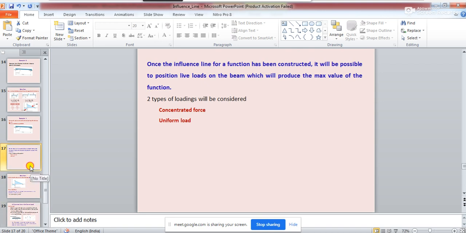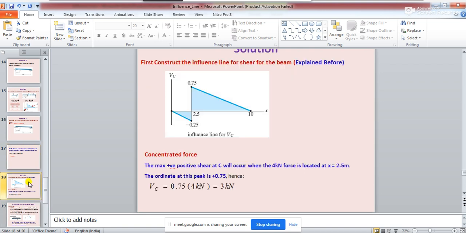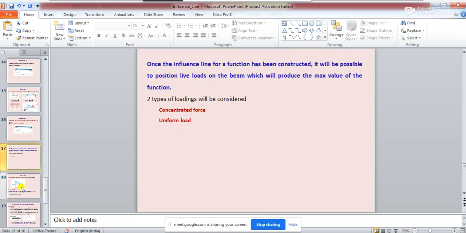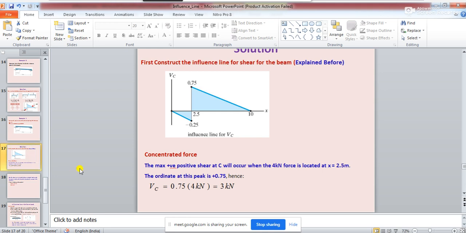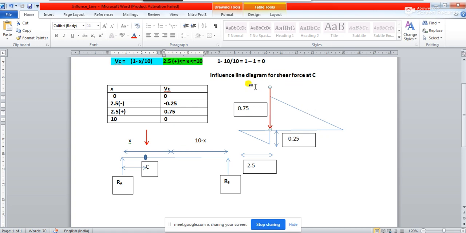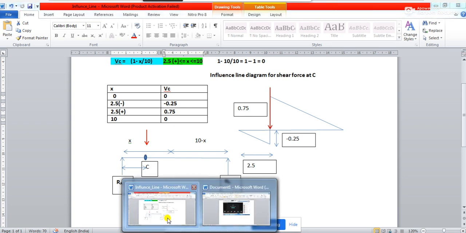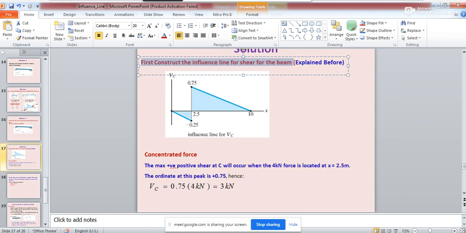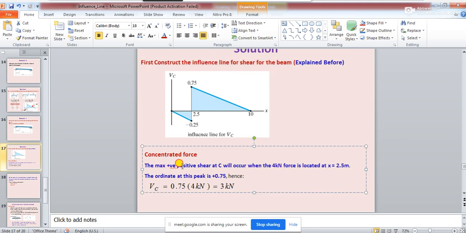Let us go. So first, what you will have to do? First you will have to construct the influence line for shear of the beam. So that's what we have done first. We have constructed the influence line for shear of the beam at point C, and then you are doing nothing but finding the maximum positive shear force.